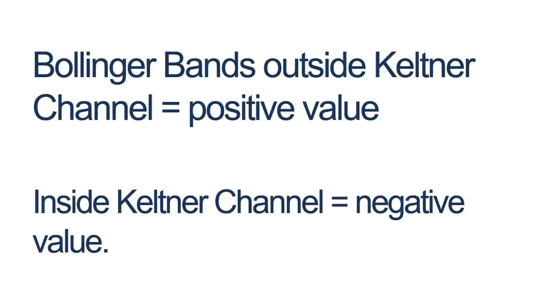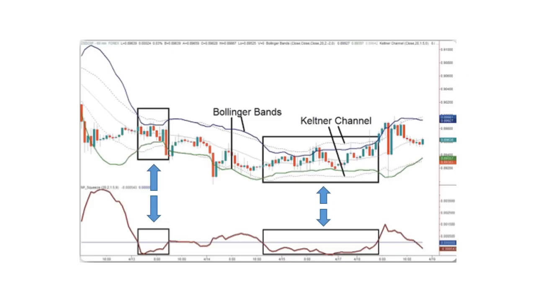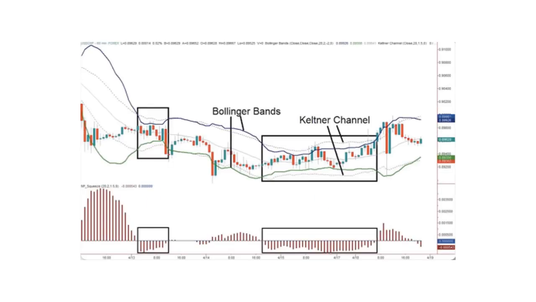Whenever the Bollinger Bands are outside the Keltner Channel, the squeeze indicator will give you a positive value. Whenever they are inside the Keltner Channel, the squeeze will give you a negative value. Here is our original USD CHF chart with the squeeze indicator added. I've highlighted the areas where the squeeze goes negative. Notice how they coincide with the Bollinger Bands moving inside the Keltner on the price chart. You may also consider displaying the squeeze in a histogram instead of a line, which you may find easier to read, which you can see here.